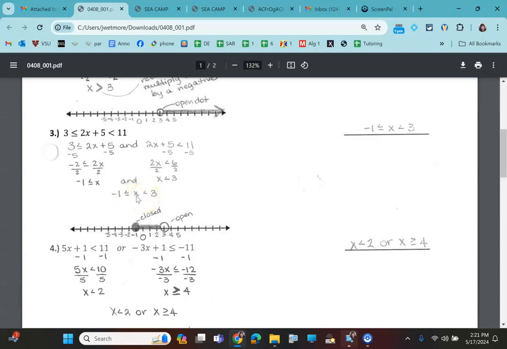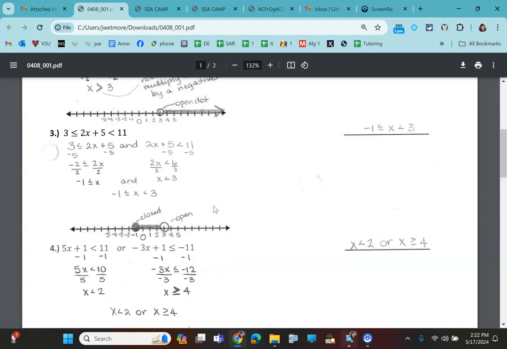So to graph that, we said that an AND statement is going to be an intersection. If I graph negative 1 is less than or equal to x, and I graph x is less than 3, it is just where they overlap that will be my solution. You'll notice that less than or equal to is a closed dot, less than is an open dot, and we just want the values that are in between negative 1 and positive 3. These would be the only values that are larger than negative 1 and at the same time smaller than positive 3.